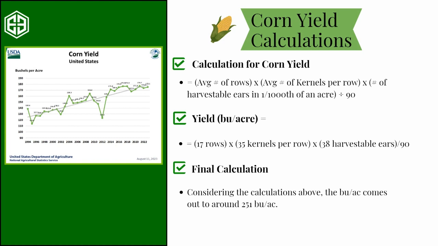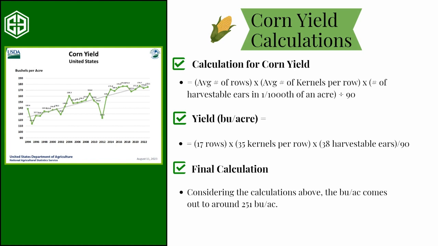So for starters, the calculus for calculating corn yield, you're going to take your average number of rows and multiply that by the average number of kernels per row. And then you're going to take that and multiply that by the number of harvestable ears in 1/1000th of an acre, and then divide it by 90. Now, 90 is just the average kernel size. If you want to be more specific, when the kernels are larger, you should use a slightly smaller number, and when the kernel sizes are smaller, you should use a slightly bigger number. But for the sake of simplicity, I'm going to be using 90.